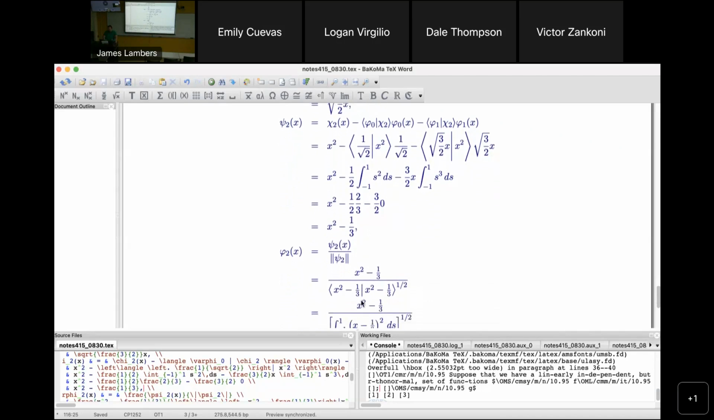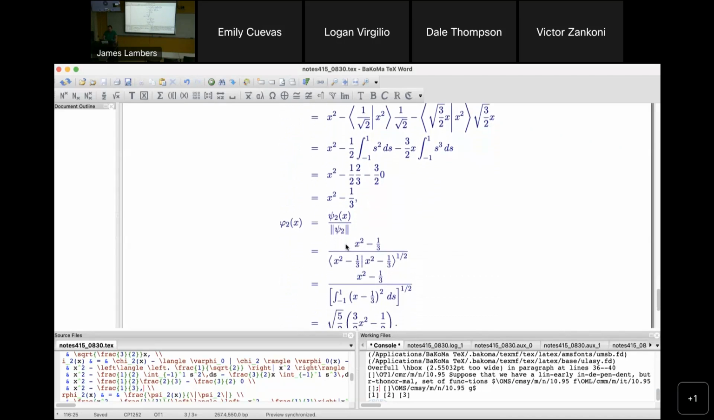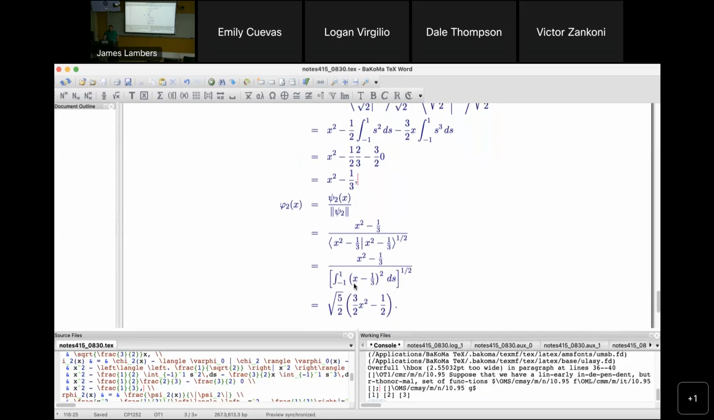Then we normalize. Take x squared minus 1/3 divided by the square root of the scalar product of it with itself. That's going to get a bit ugly. I'm not working through all the details here, but this is the integral that needs to be evaluated. Once you evaluate it, you get 2/5. But then you take a square root of that, and you're dividing by that, so you get the square root of 5/2 up top.